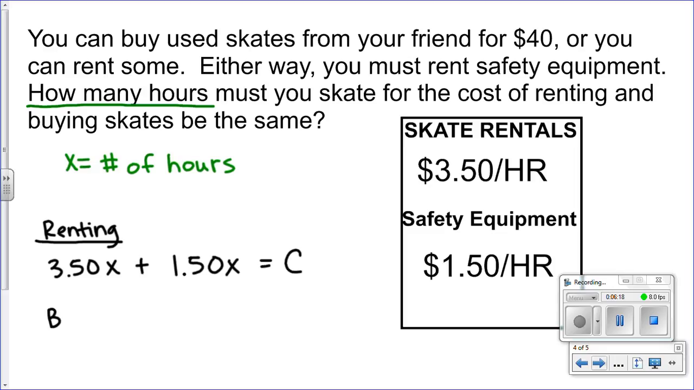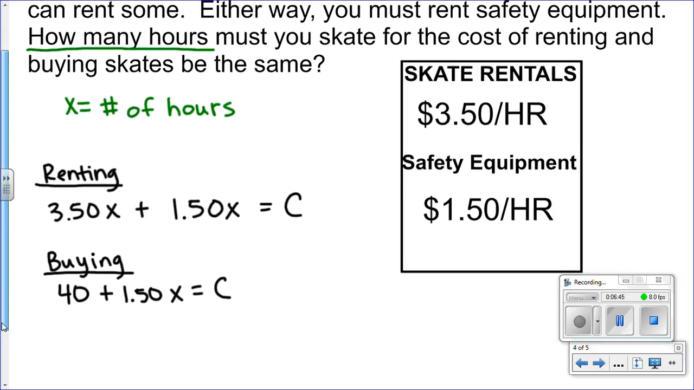My other option is just buying skates. So I can buy used skates for $40, and that's not $40 per hour, that's a one-time cost, so it does not have a variable. But I have to rent that safety equipment, which again is $1.50x. And that equals my cost.